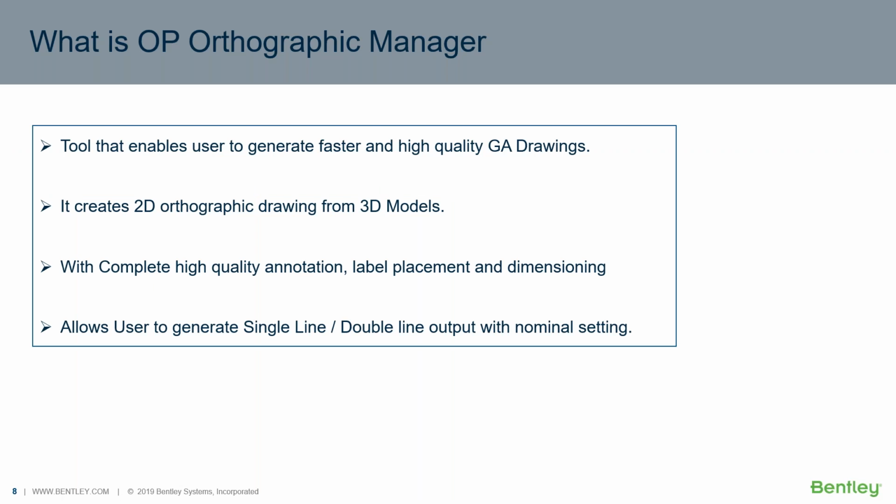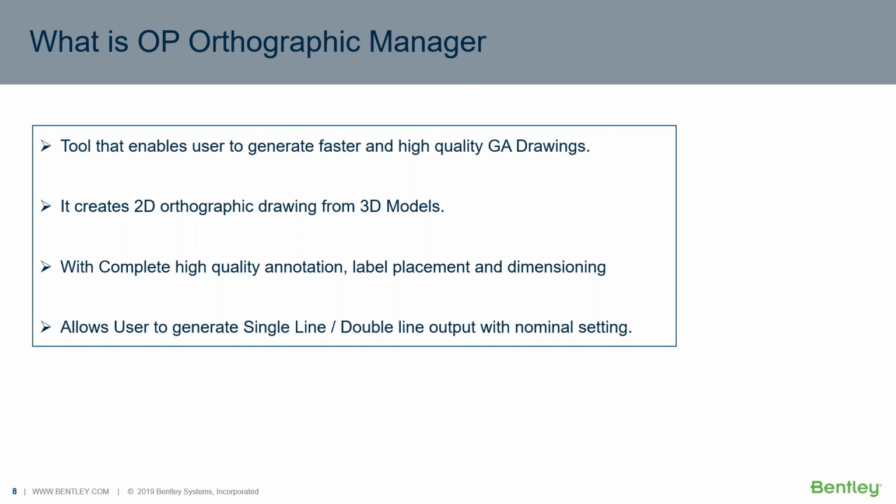So what is OpenPlant Orthographic Manager? In a couple of lines, it is a tool that enables the user to generate faster and high quality GA drawings. GA drawing is really very important, and its quality is equally important for plant erectors and engineers who are on site to realize the design that we have done on the computer. It creates a 2D orthographic drawing from 3D. Obviously, this is the ultimate aim.